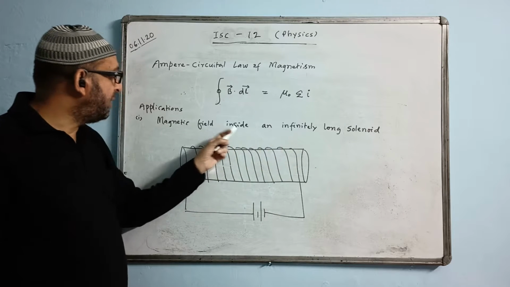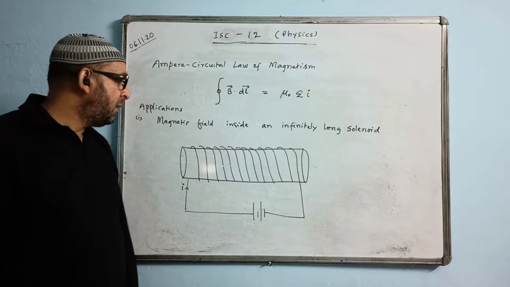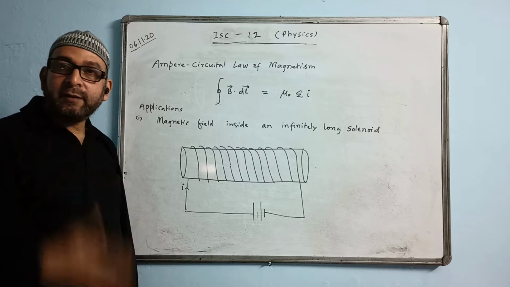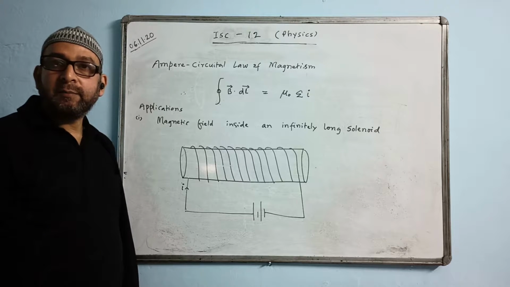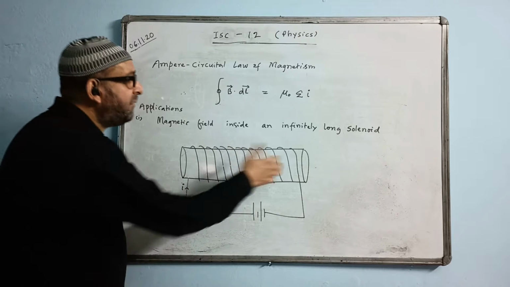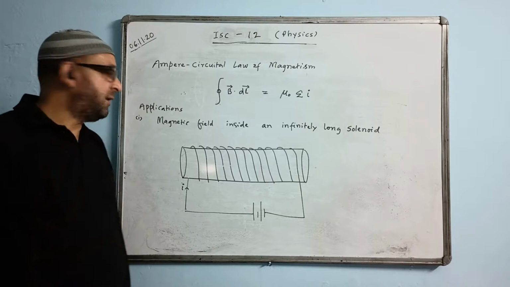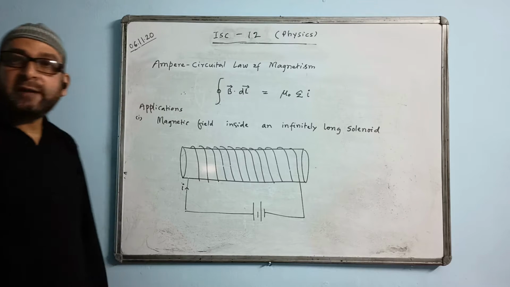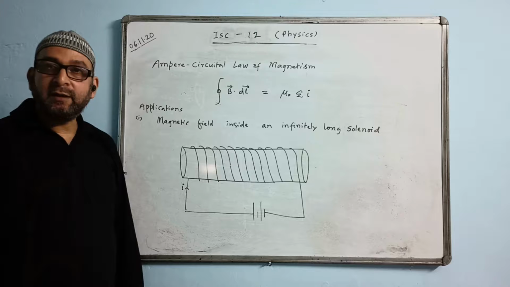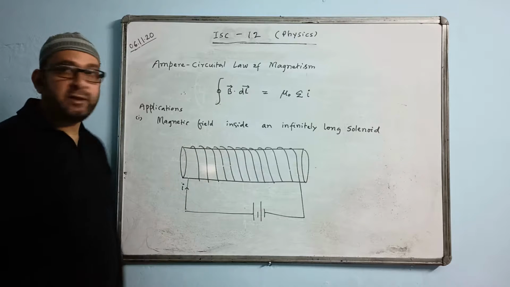That's what I gave: inside an infinitely long solenoid, the value is uniform everywhere. Everywhere the value remains the same. The value of the magnetic field at this point, at all points, will be the same. And what is that value? We will find that. But before that, I will talk about the direction in which the magnetic field will act and what the polarity of the ends will be.